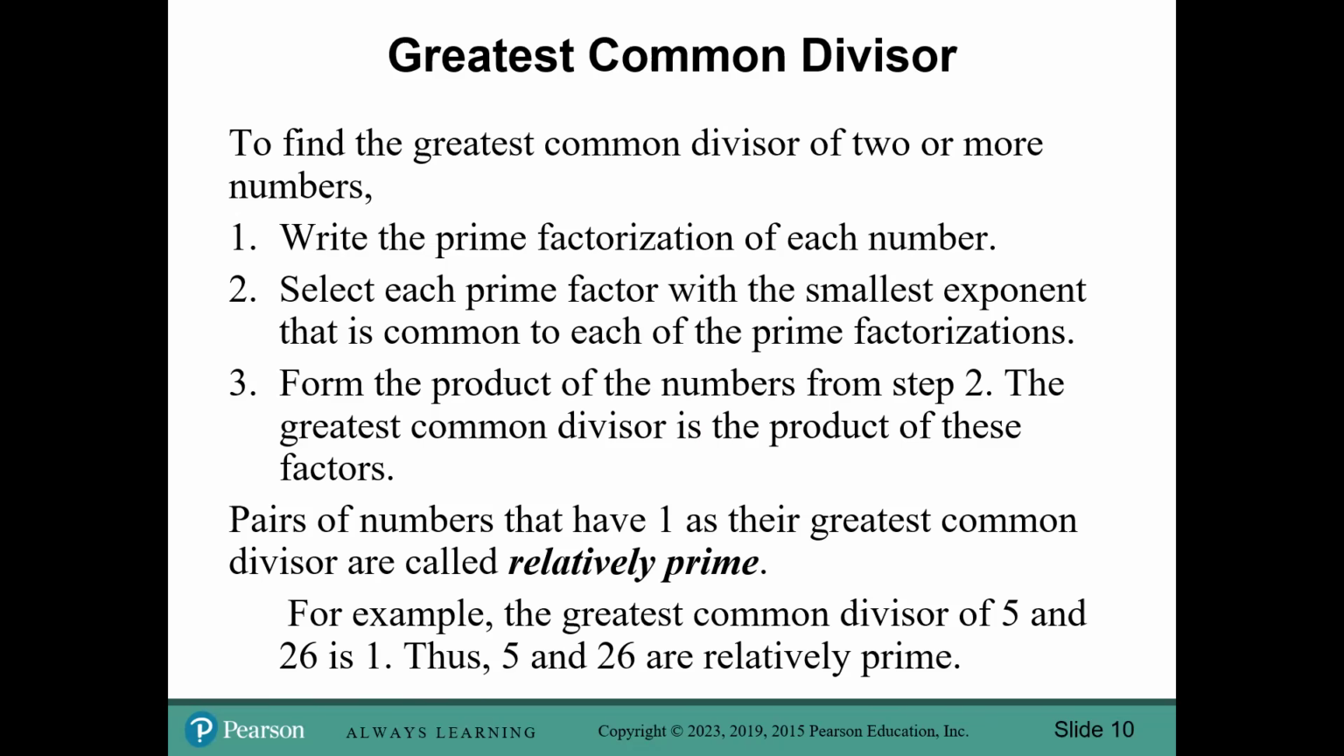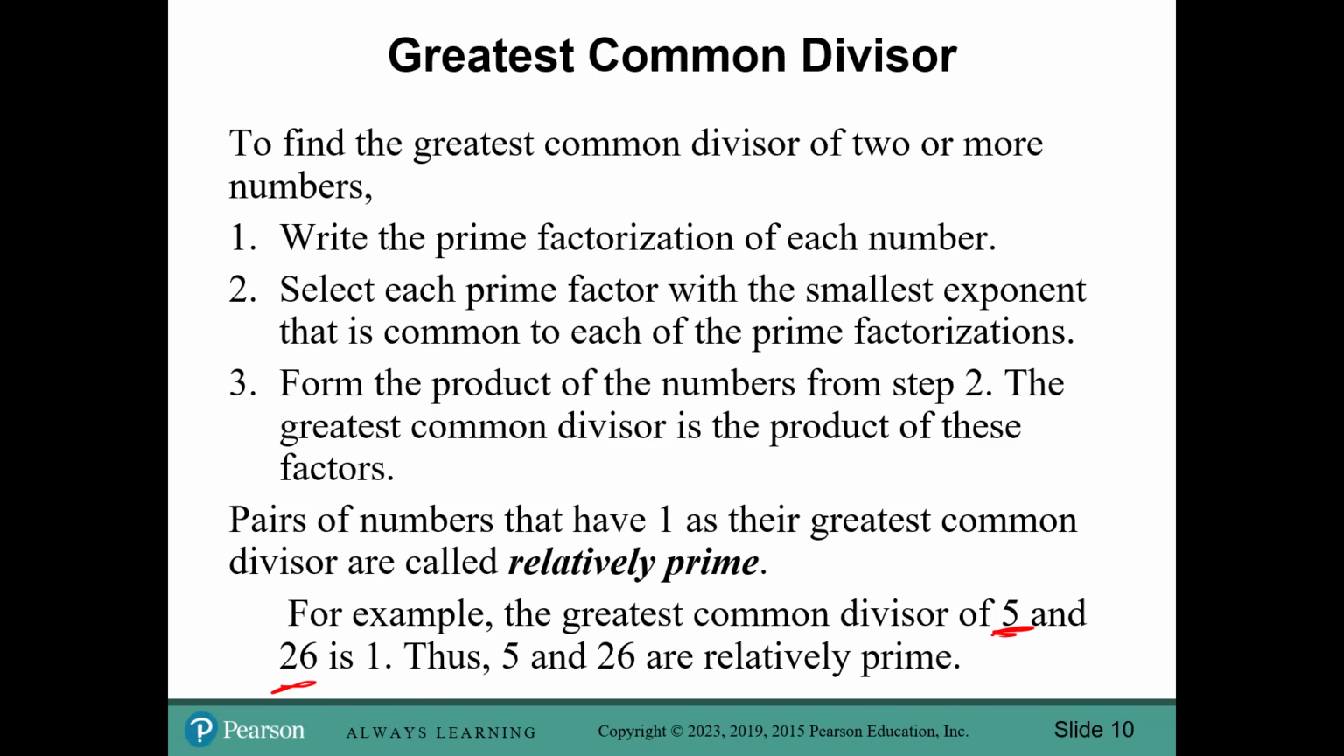Pairs of numbers that have 1 as their greatest common divisor are called relatively prime. So say, there's an example here, 5 and 26. 5 is only divisible by 1 and 5. 26 is not divisible by 5, so the greatest common divisor would be 1. Therefore, 5 and 26 are relatively prime.